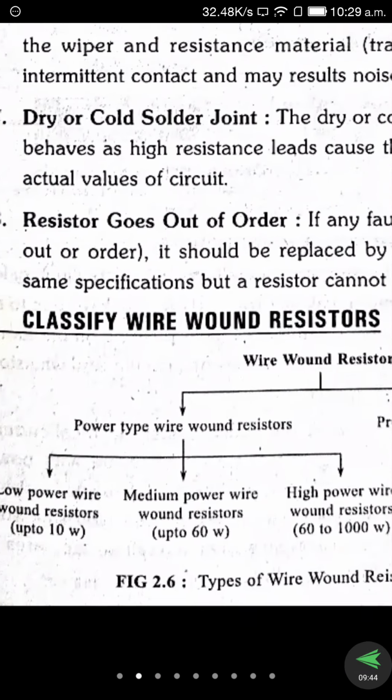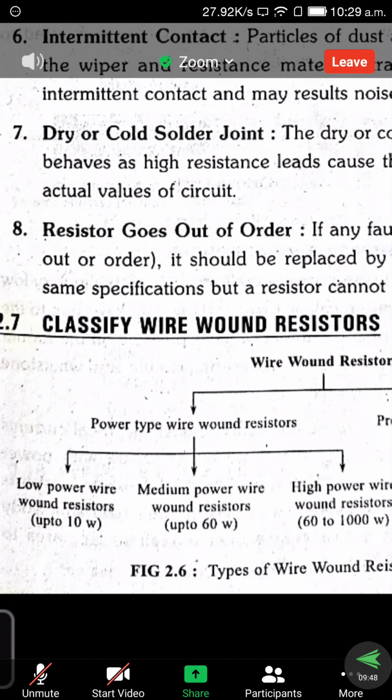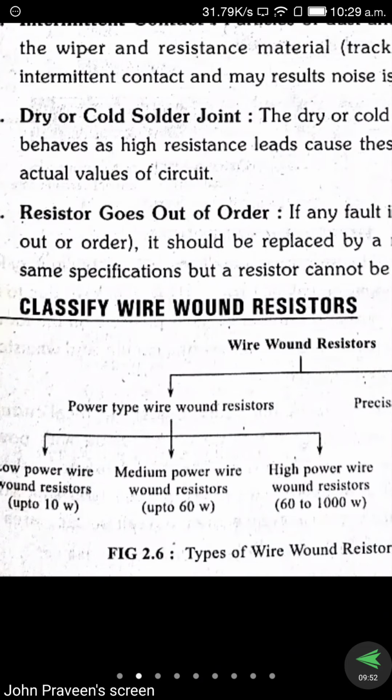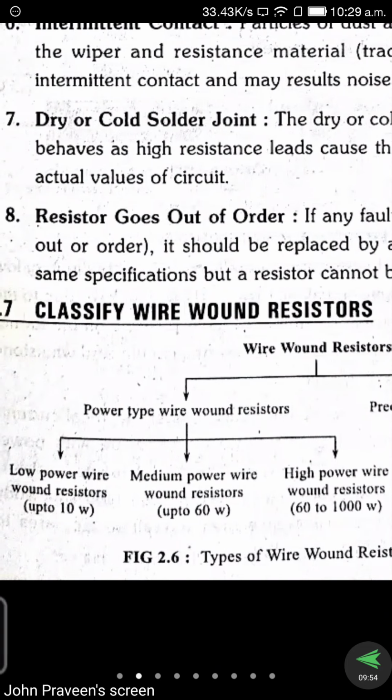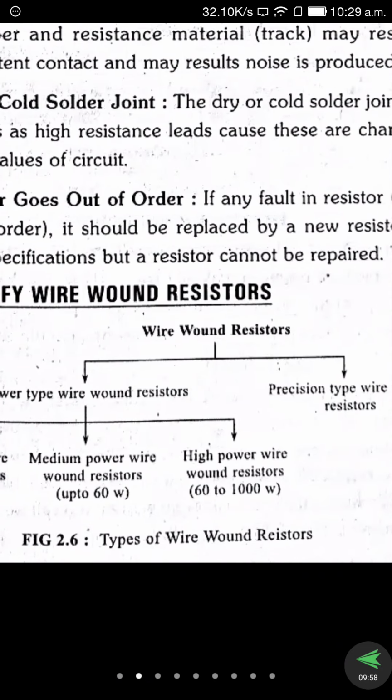The power type resistors will be divided into 3 types based on the application: low power, medium power, and high power. Low power we can consider up to 10 watts. Medium power is a range between 10 watts and 60 watts.